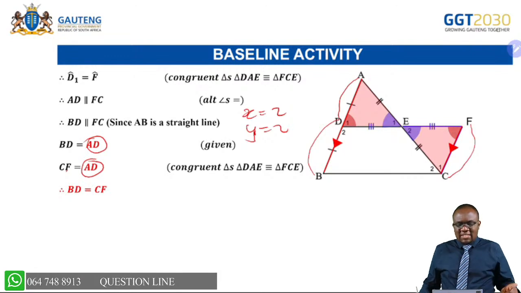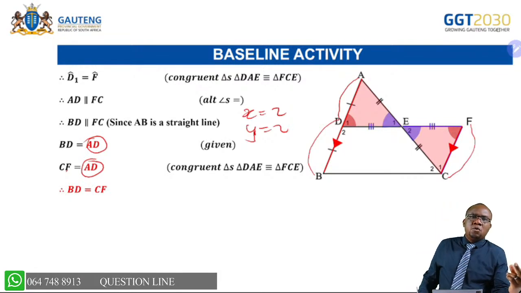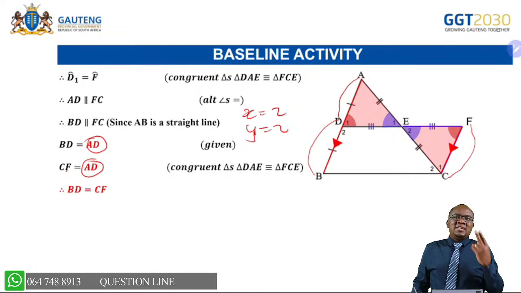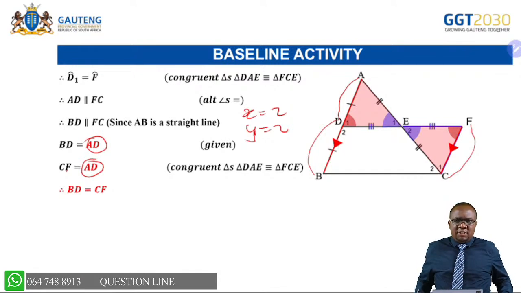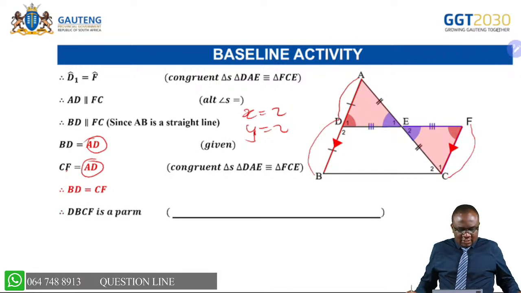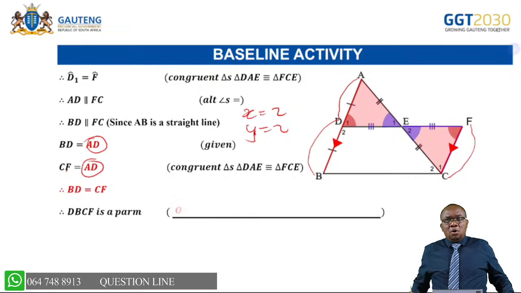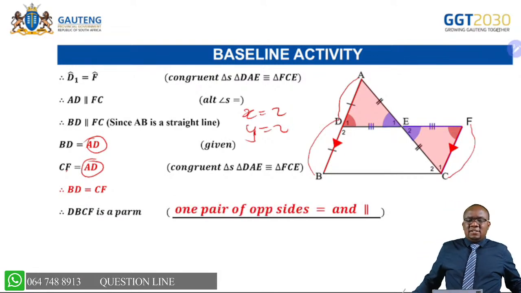So now BD and CF, they have two things. One, they are parallel. Two, they are equal. When the opposite sides of a quadrilateral are parallel and equal, it means that quadrilateral is a parallelogram. So it means now we can say that DBCF is a parallelogram because one pair of opposite sides is equal and parallel.